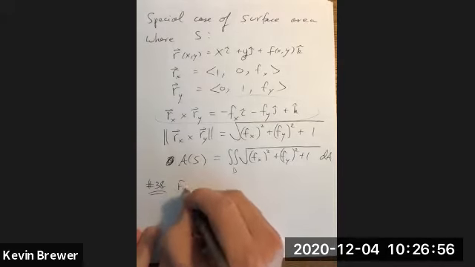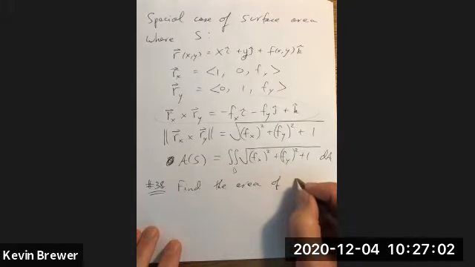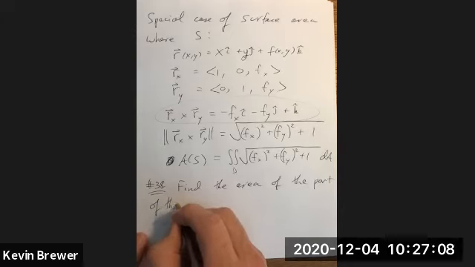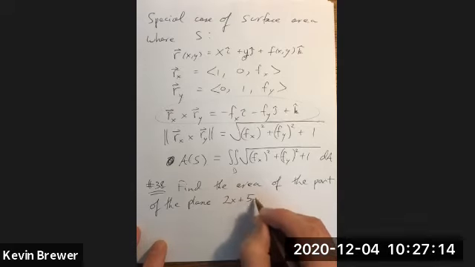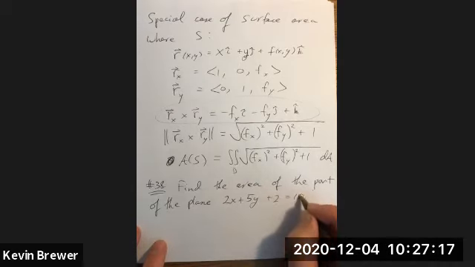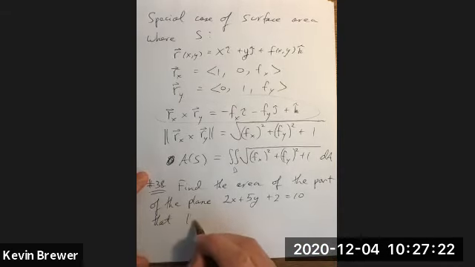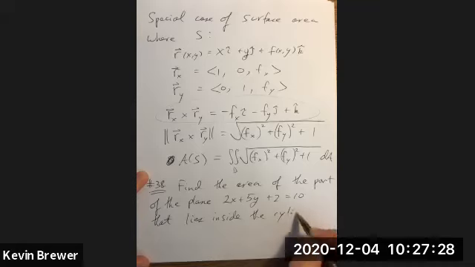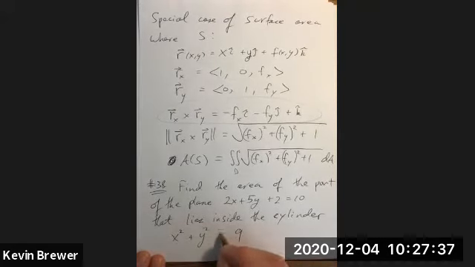Here we're asked to find the area of the part of the plane 2x plus 5y plus z equals 10 that lies inside the cylinder x squared plus y squared equals 9.